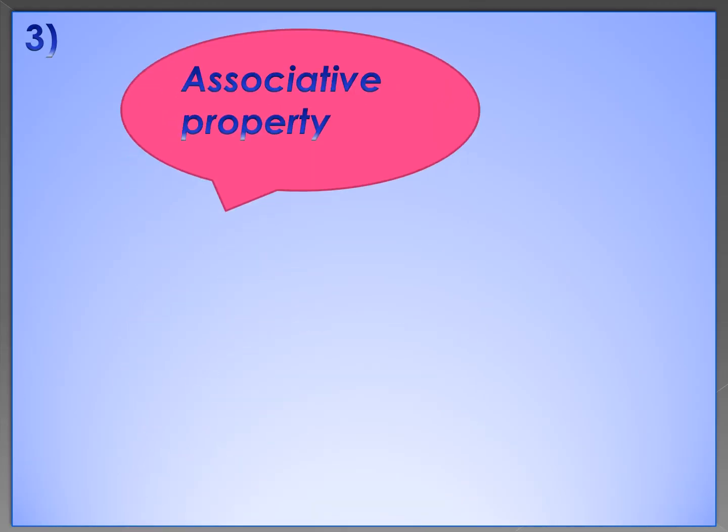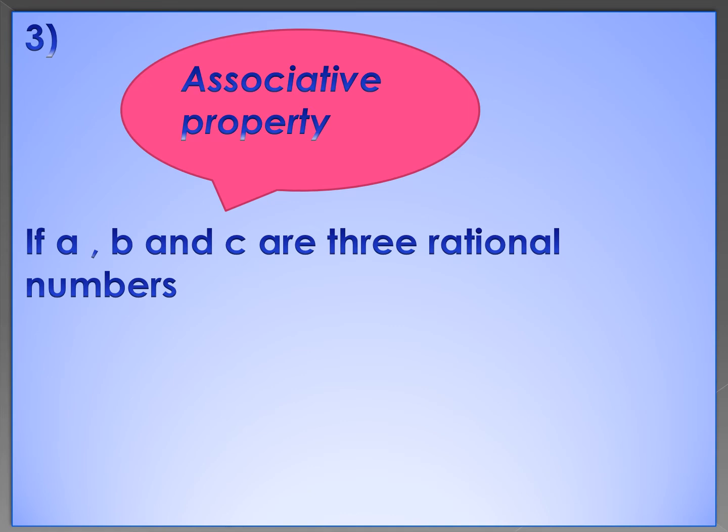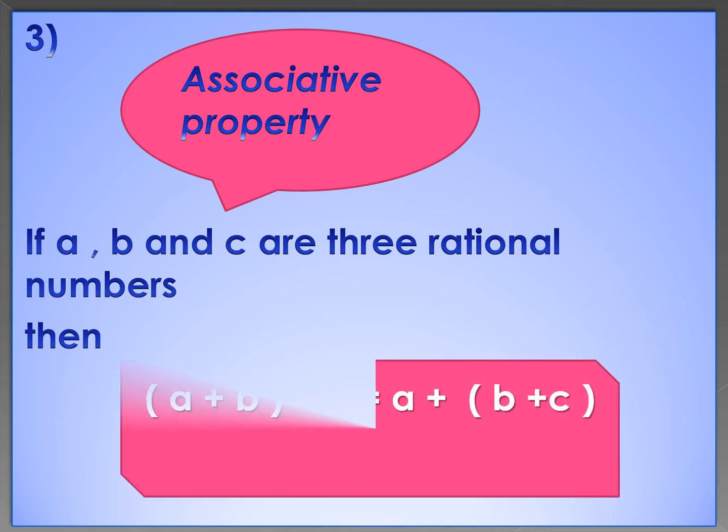The third property is the associative property. If A, B, and C are three rational numbers, we can say that A plus B in brackets plus C outside the bracket equals A outside the bracket plus B plus C inside the brackets. Let's have an example.